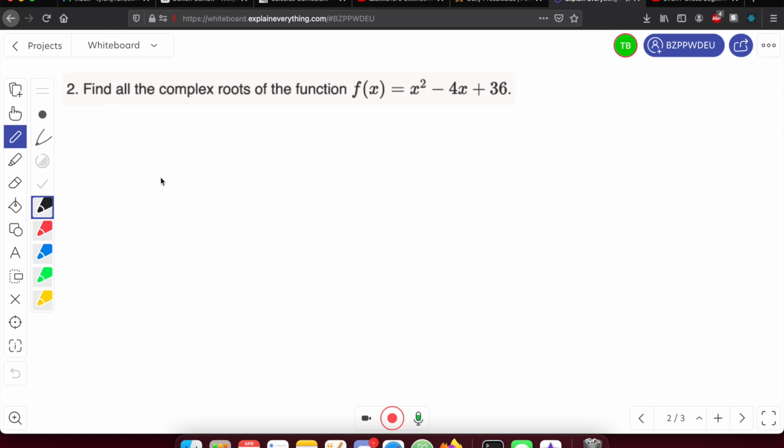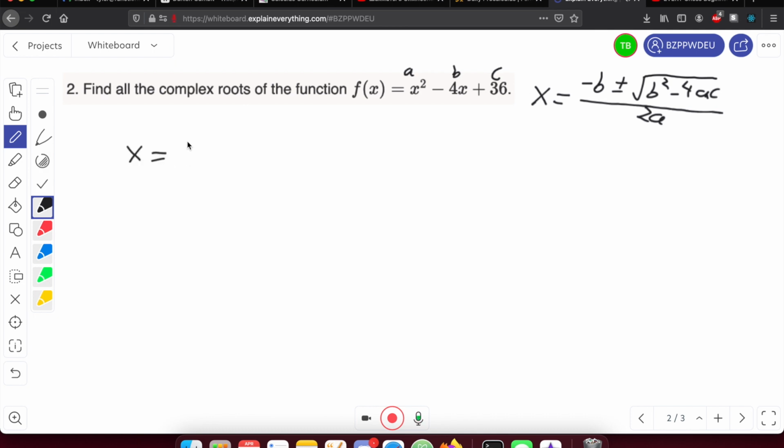Moving on to problem number 2, we're going to find all the complex roots of the function f of x equals x squared minus 4x plus 36. So for this problem, we're going to use the quadratic formula, which states that the roots of an equation are negative b plus or minus the square root of b squared minus 4 times a times c all over 2a. So we're going to remember what these actually mean. They're essentially the coefficients on these terms. So this is a, b, and c. So for this, we're going to substitute them in.